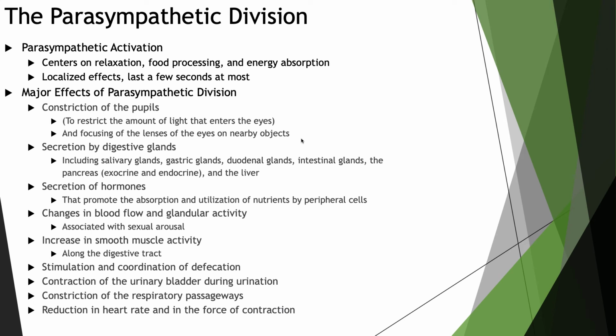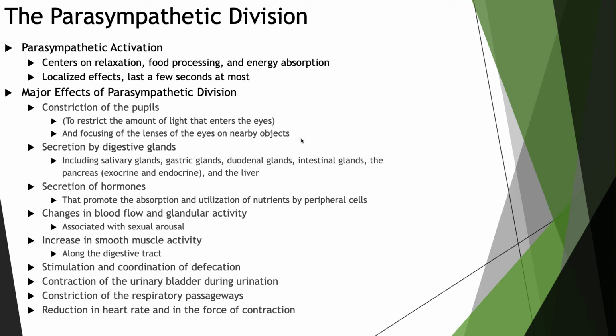The functions of the parasympathetic division center on relaxation, food processing, and nutrient reabsorption. This division has been called the anabolic system because its stimulation leads to a general increase in the nutrient content of the blood. In response to this increase, cells throughout the body absorb nutrients and use them to support growth and cell division and to create energy reserves in the form of lipids or glycogen.